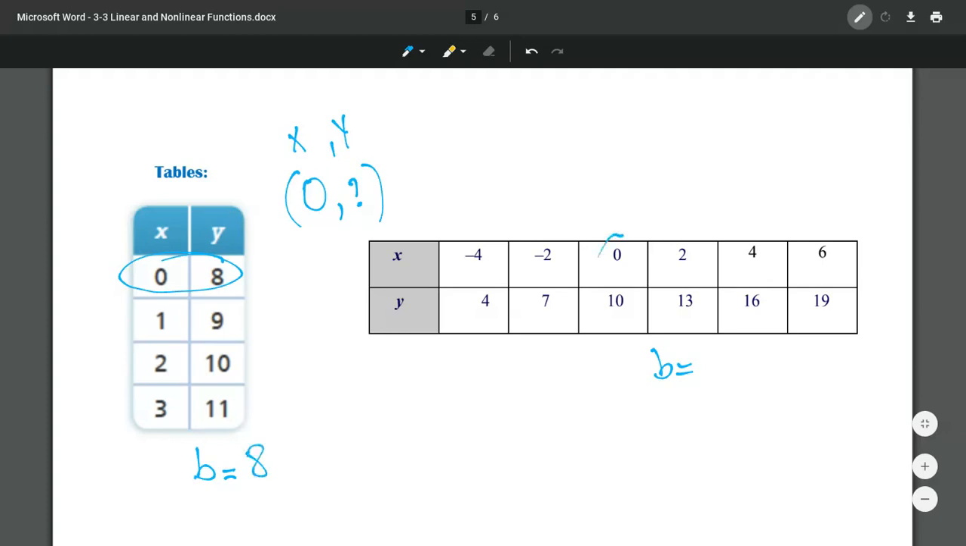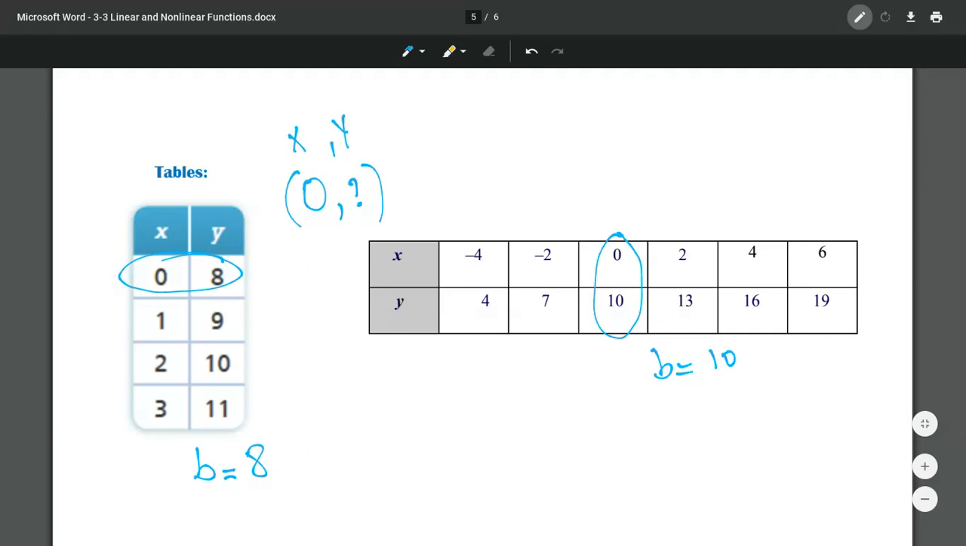For this other table right here, when x is 0, y is 10. So the initial value is 10. All right? That's how easy it is to find the y-intercept. Now let's find the slope.